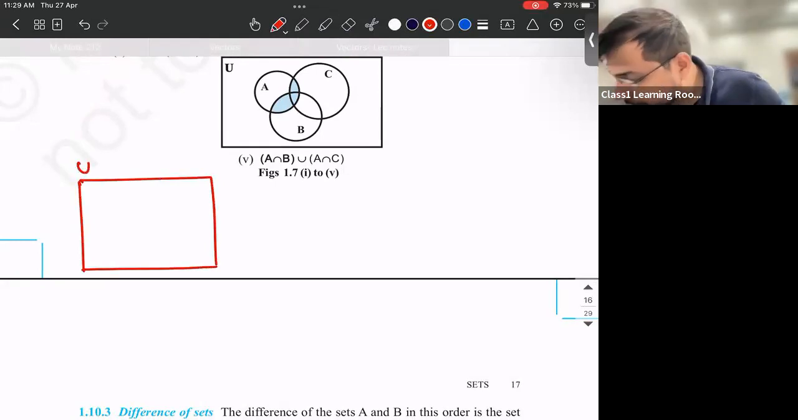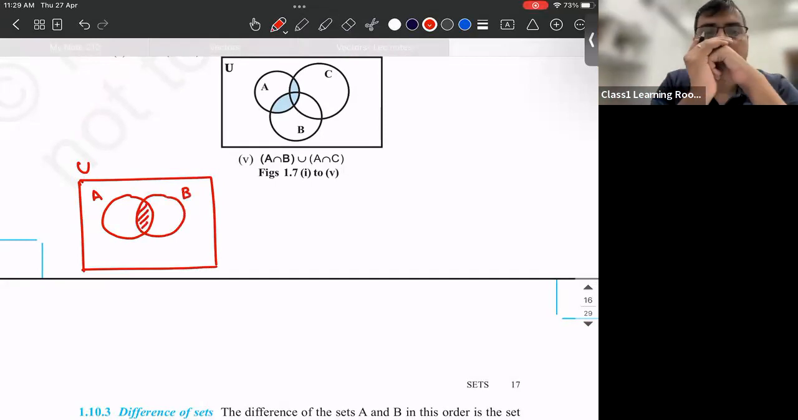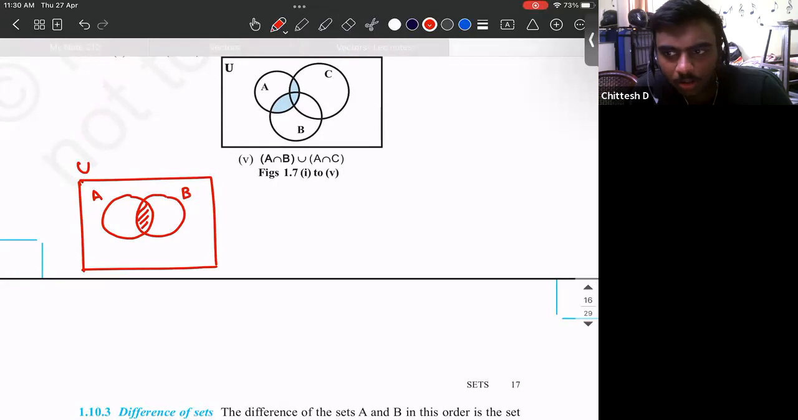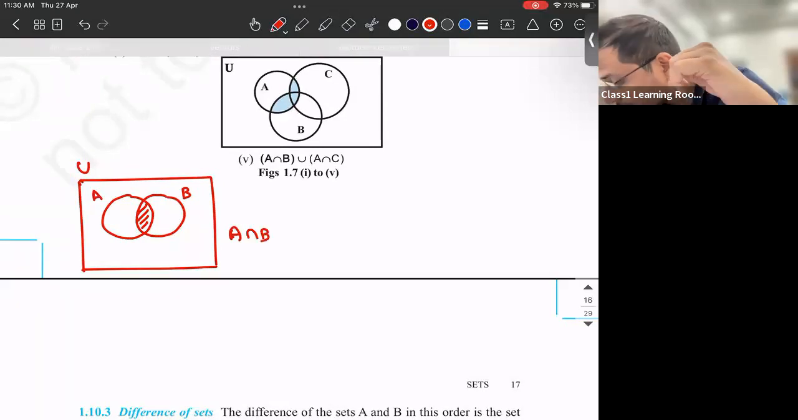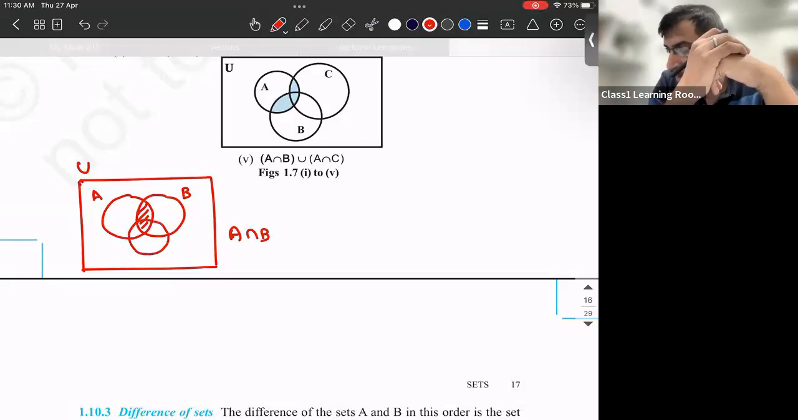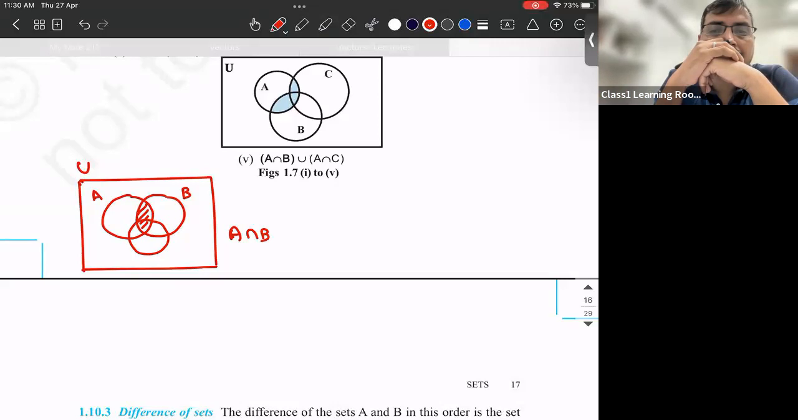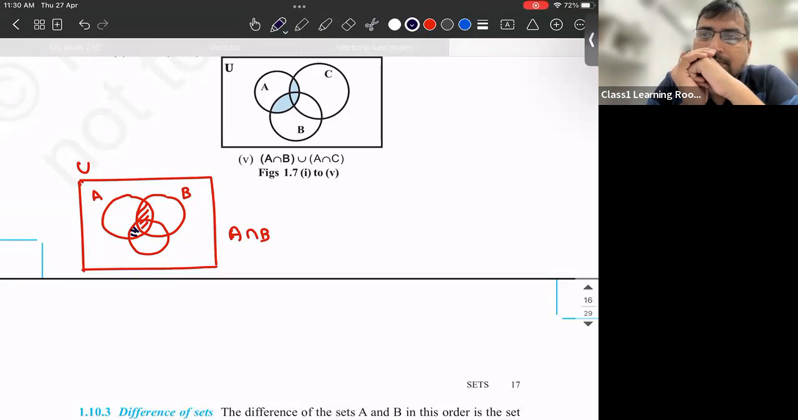Okay, this is a universal set. This is set A. This is set B. What is this portion going to be? Union of set A and B? Intersection of set A and B. So it is A intersection B. If I bring in a third set C, what is it going to be? It is still going to be A intersection B only. Why is it so? Because this part of C is unutilized.